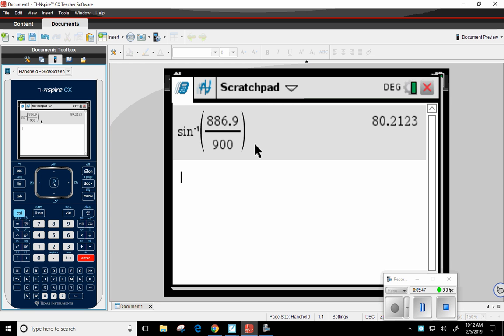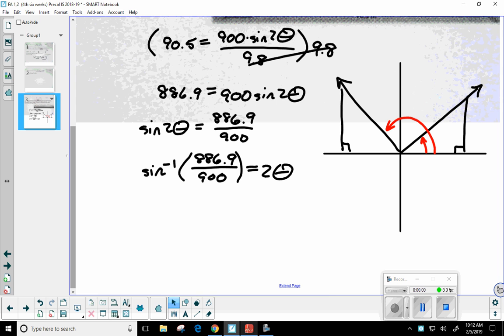Now, here's where we got to be careful. This isn't theta, this is 2 theta. So we'll deal with that in just a second. But this is the measure needed to give me the ratio that I was dealing with. So in the diagram, this right here is 80.2 degrees. That's what we're going to use to help me get my final answer.